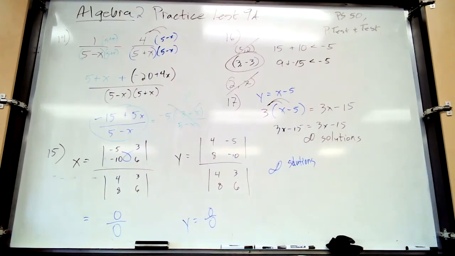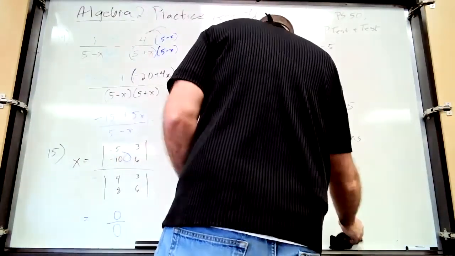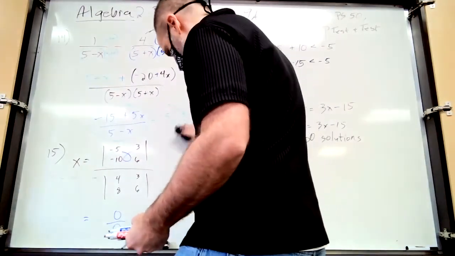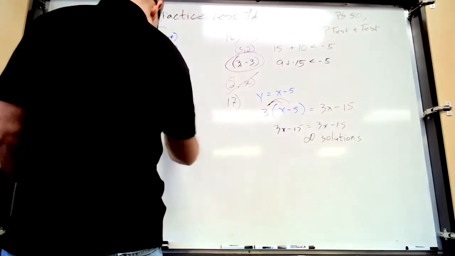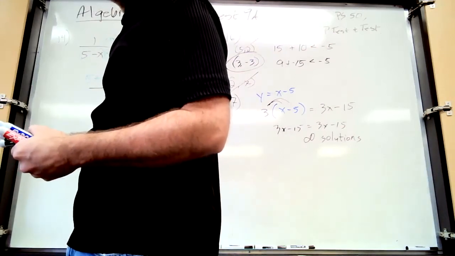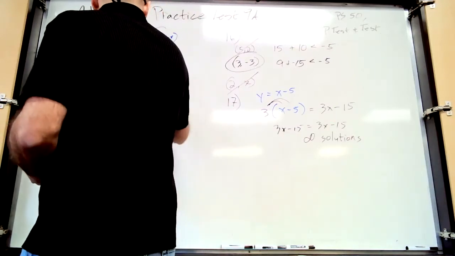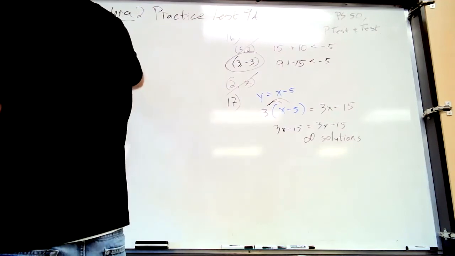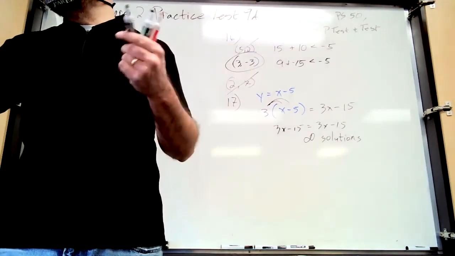Okay? Nice. All right. So if you would have had 3x minus 15 and then 3x minus 17, then you would have gotten 0 equals like negative 2. Well, 0 will never equal negative 2. So no solutions.